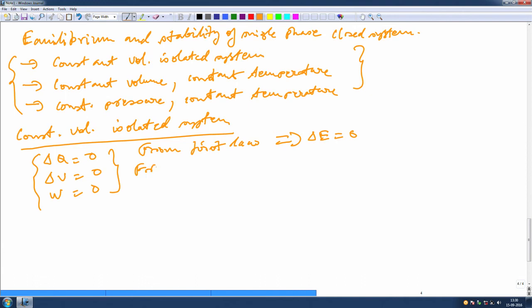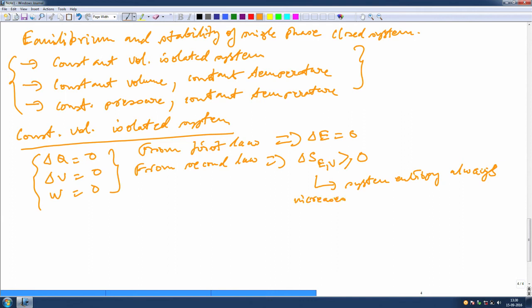So, from second law, we can tell that the change of entropy of the system for constant internal energy and constant volume should always be greater than or equal to 0, correct. Okay. So, this proves that for this isolated constant volume system, the system entropy always increases for spontaneous, irreversible finite processes.